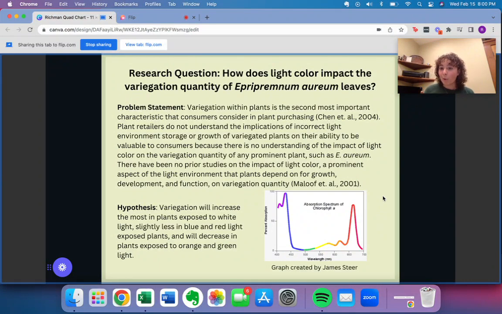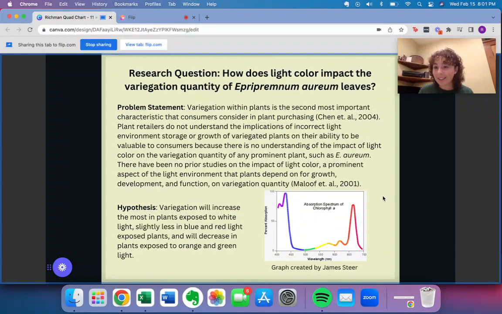And Epipremnum aureum, pearl and jade pothos, as it's commonly named, is the most popular houseplant in the entire country. And for these reasons, it's really important that we understand what's impacting Epipremnum aureum. How light color, this huge part of the light environment, which is key to not only variegation, but growth, development, and function of all plants, specifically variegated plants, what impact that has on the most popular and most purchased houseplant in the United States. So, I sought to find an answer to that question.